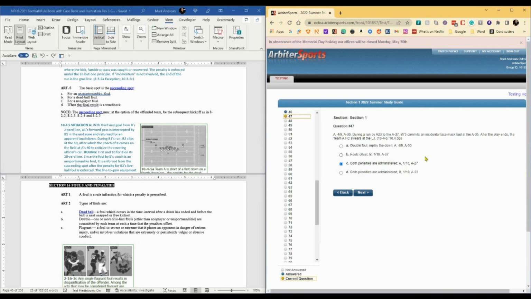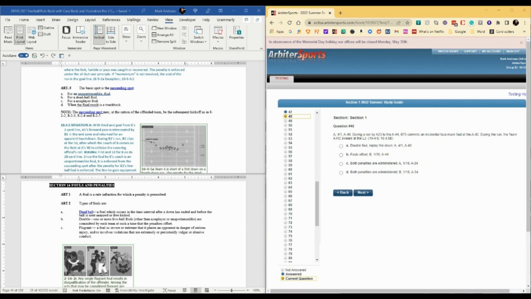And that would be true even if, as I said, the unsportsmanlike conduct foul had occurred during the play. We'd administer it the same way. Okay, both fouls would be administered. And it would still be first down. Okay, moving on.